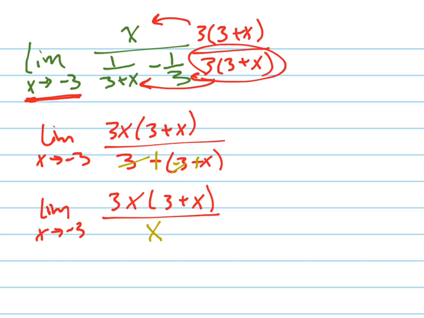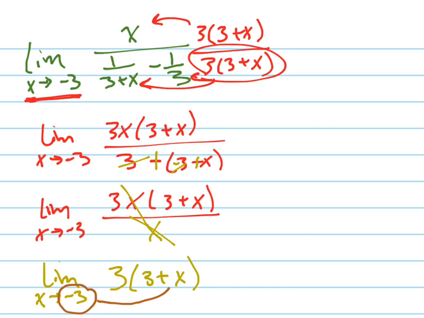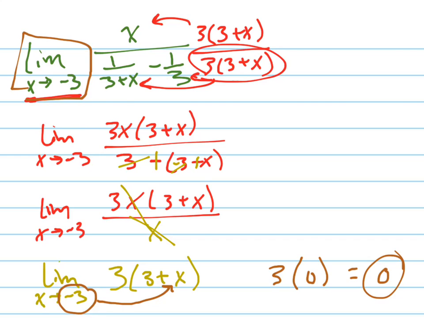And now the x's cancel each other out. And so my expression becomes the limit as x goes to -3 of just 3 times 3 plus x. And now I can plug in the -3 because there's no more issues doing that. And when I plug in -3 now, I'm going to get 3 times 0, which equals 0. So the limit as x goes to -3 of that entire expression is going to be 0.